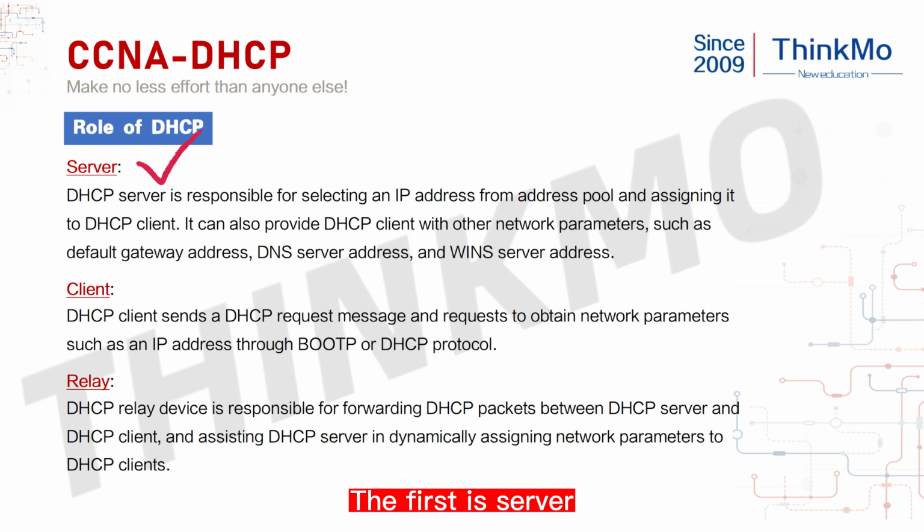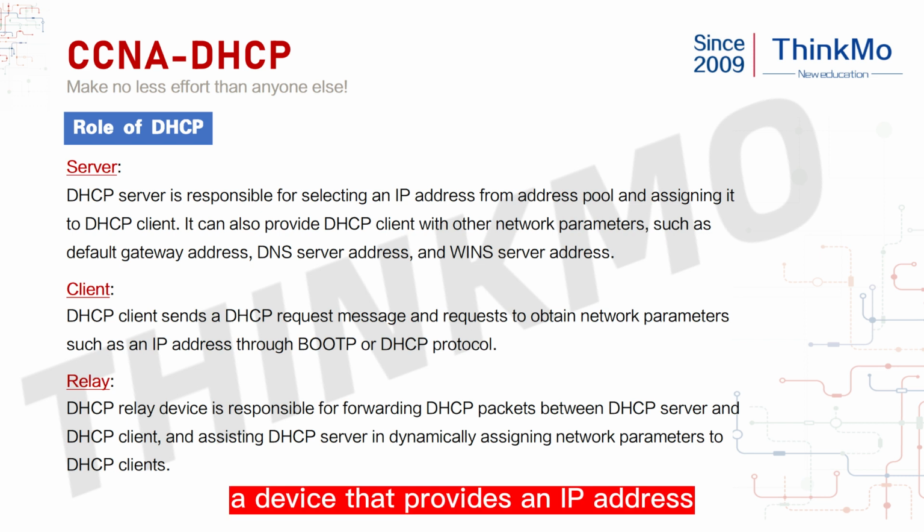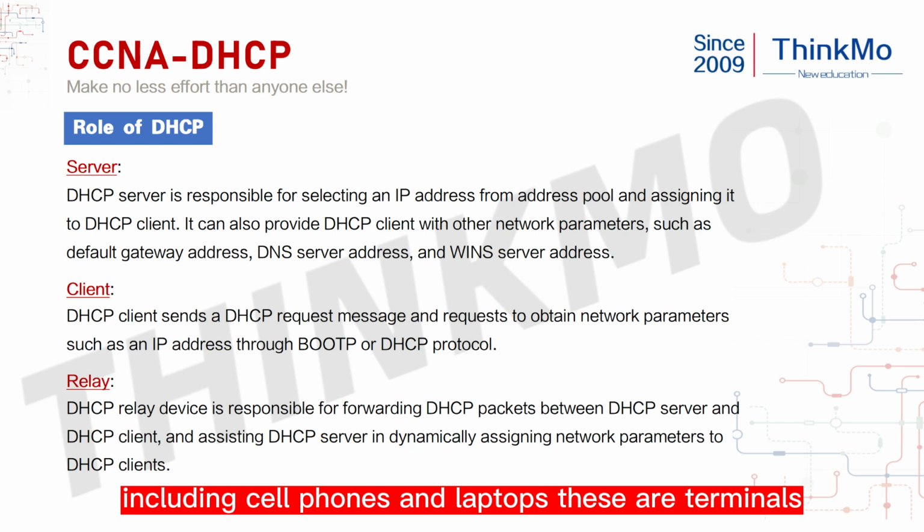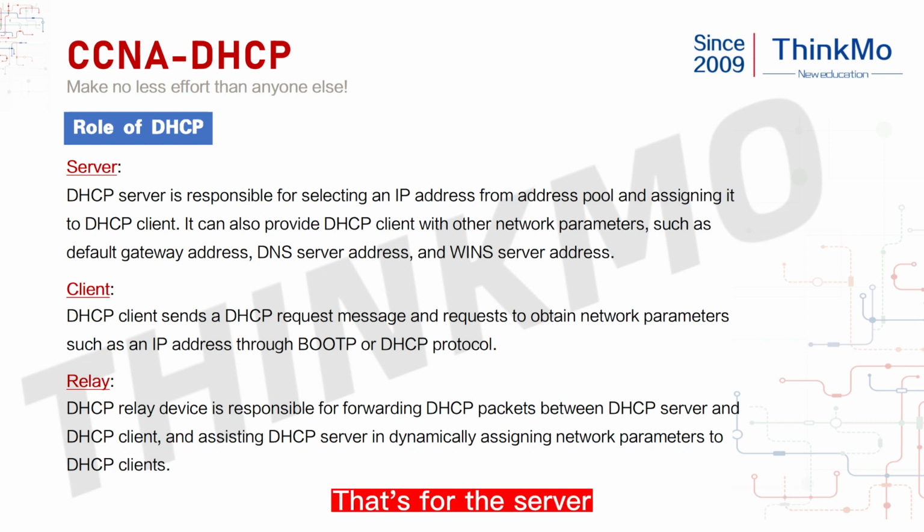The first is the server. In short, it is the device that provides an IP address to terminal devices. What is a terminal? The terminal is the end, like a PC or printer, including cell phones and laptops. These are terminals. That's for the server. It gives them an IP address.